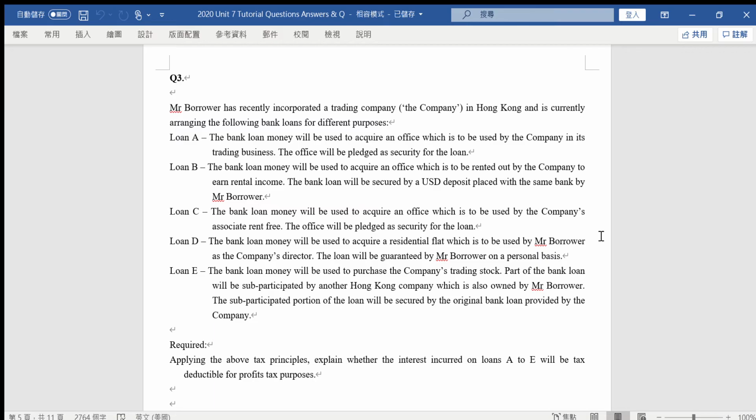Okay, that's why there is a general deduction rule, and that will be related to section 16.1, section 16.1a. And by looking at that, it is to acquire an office for the operations, and that's why the loan is being used for the purpose of the company to produce assessable profit. The first section is fulfilled.